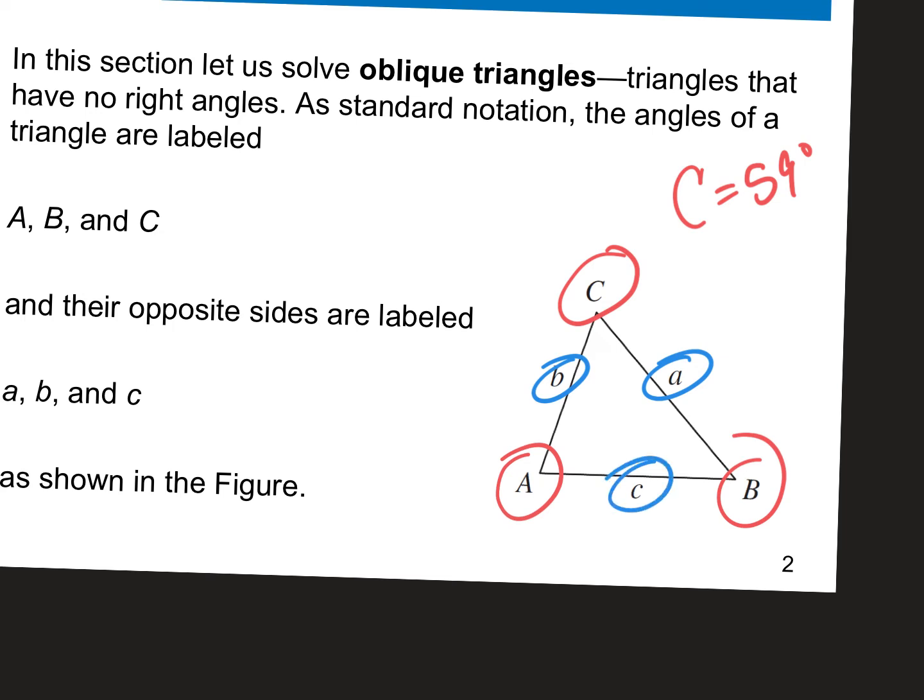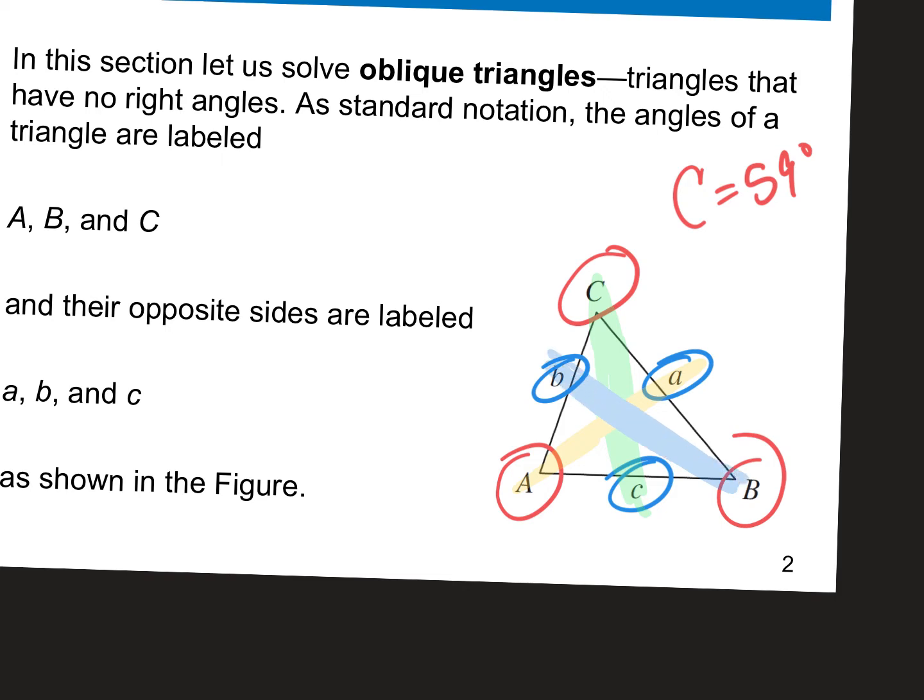That's a good thing to know because a lot of times they're not going to give you a picture. They'll tell you something about two sides and an angle, and then you have to draw. You don't have to, but sometimes it's easier. Another thing I want to remind you of is, do you see how side C is across from angle C? And side A is across from angle A. And B is across from B.